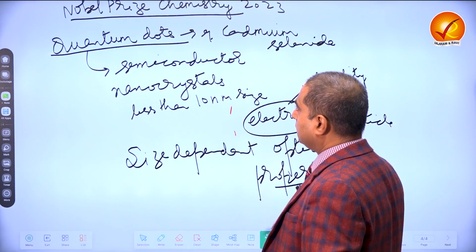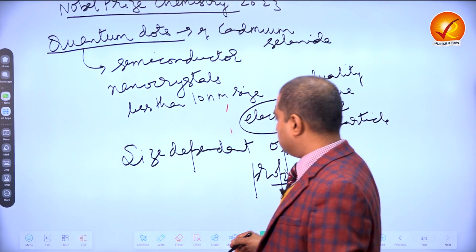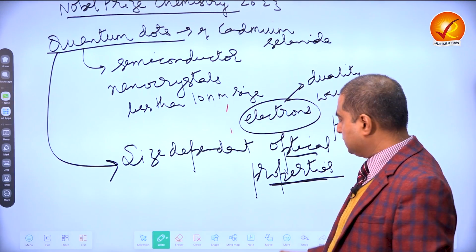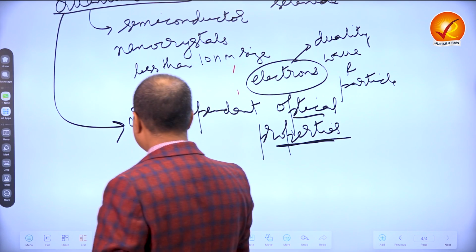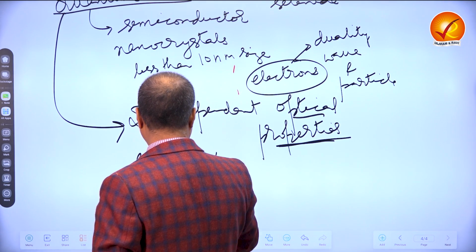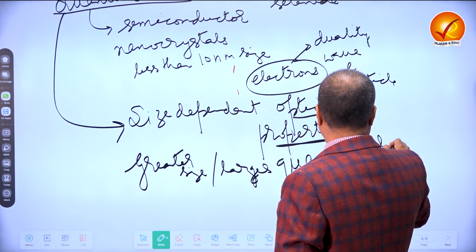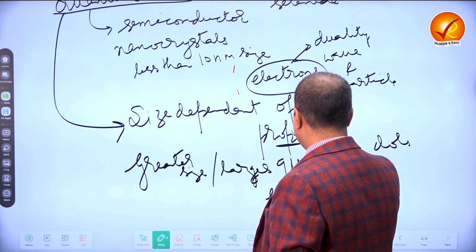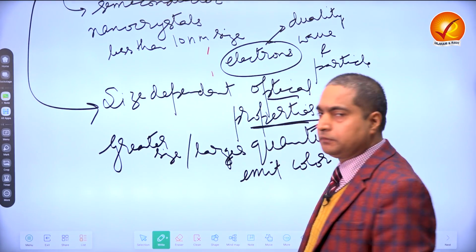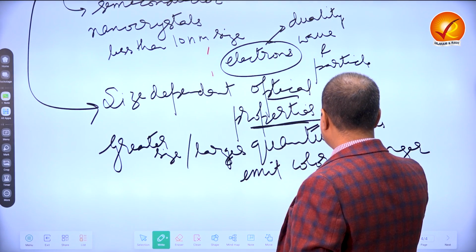So quantum dots confine the movement of the electron as a wave, so depending upon the quantum dot size, they also show their optical properties, which means greater size or larger quantum dots, they emit color of longer wavelength.